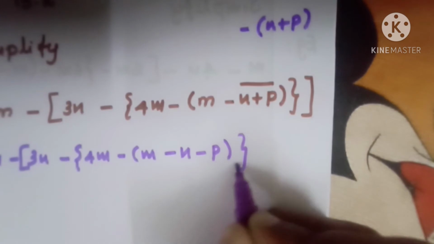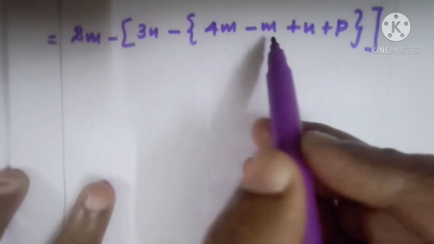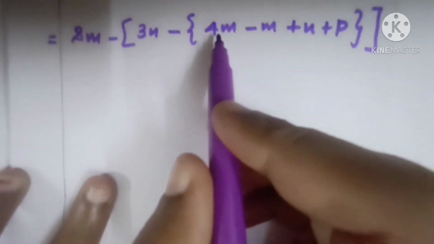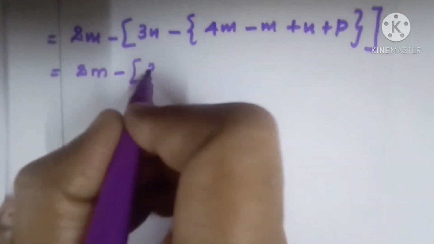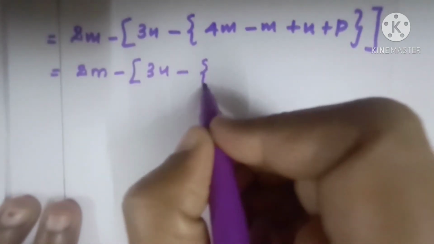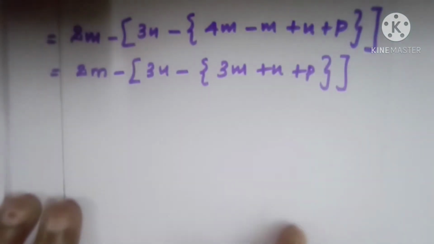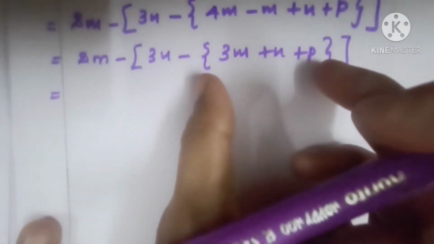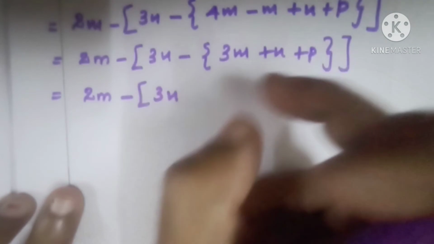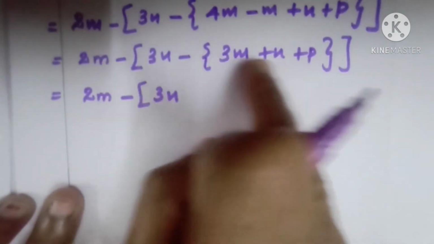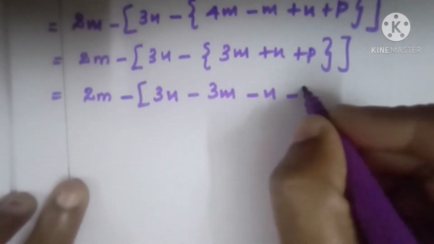Then closing of the remaining brackets. Here 4m and minus m have the same variable, so you can solve it. 4m minus m we get 3m. That is equal to 2m minus 3n minus 4m minus m. We get 3m plus n plus b and the closing of the brackets. Then you have to remove the curly brackets now. So 2m minus 3n, curly bracket precedes minus, so you have to change the symbol of inside terms. So we get minus 3m minus n minus p.